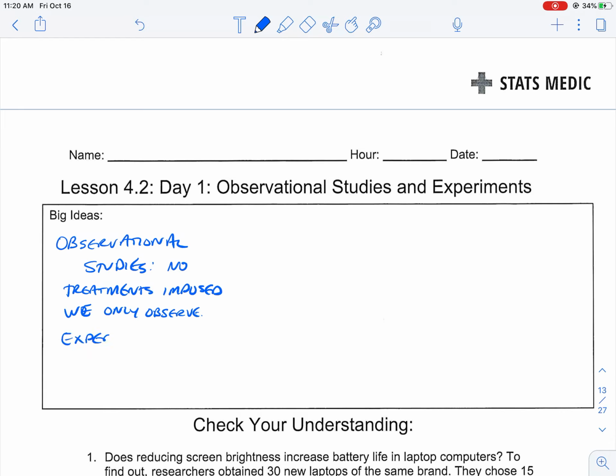For experiments, treatments are imposed, and it allows us to talk about causation. Does this particular treatment cause something to happen? So treatments imposed.